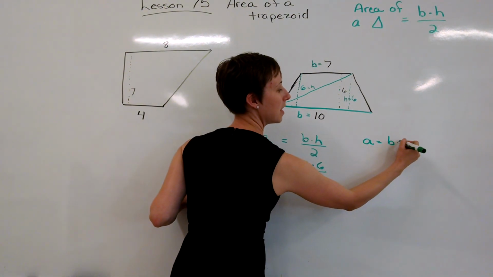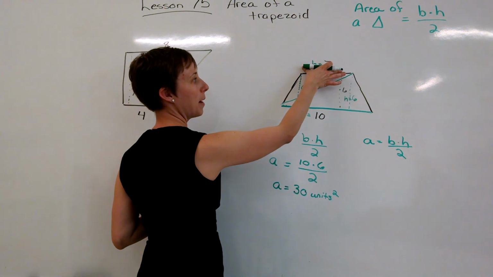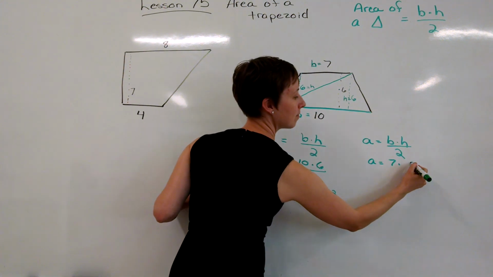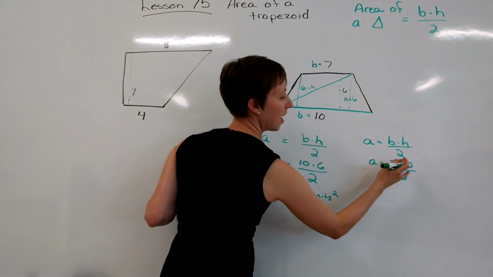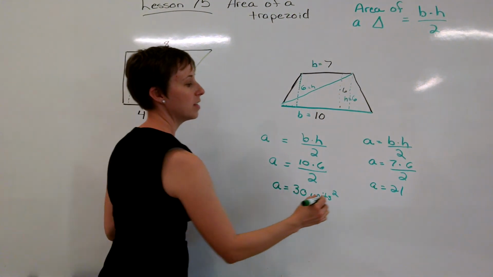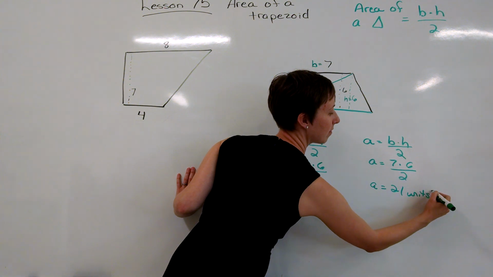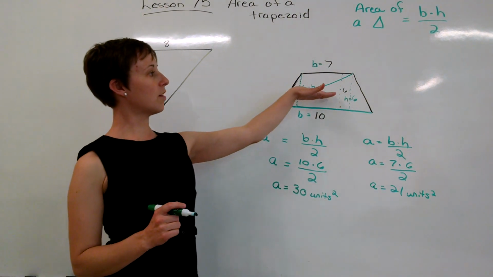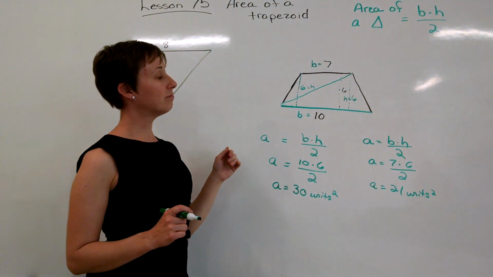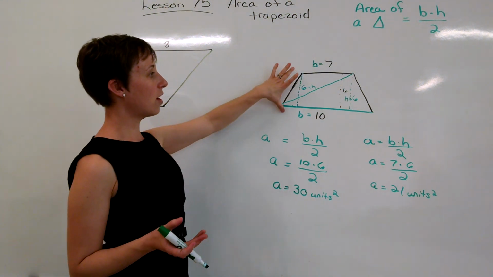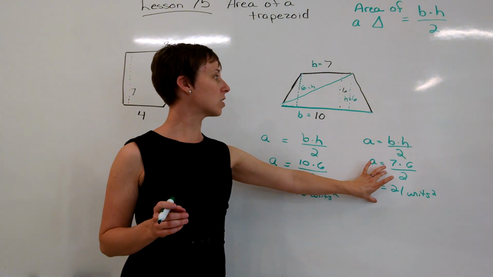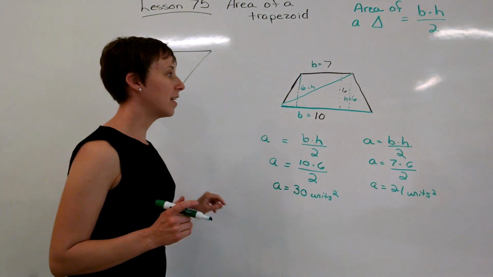Area of my second triangle is base times height divided by 2. My base is 7 times my height, which is 6, divided by 2. 7 times 6 divided by 2 is 21 units squared. Now I've solved the area of this triangle, and I've solved the area of that triangle. To find the area of the trapezoid, I just need to add them together. The area of this trapezoid would be 30 units squared plus 21 units squared to give me a total of 51 units squared.